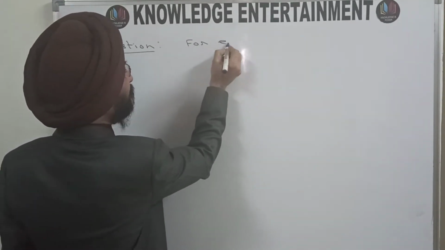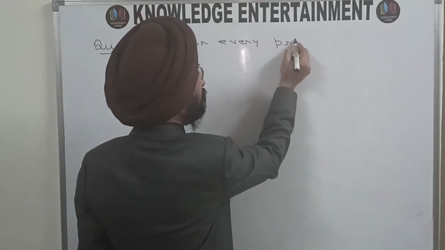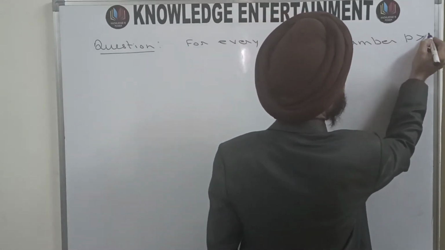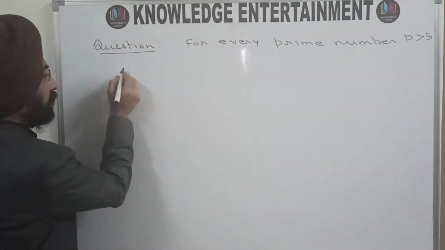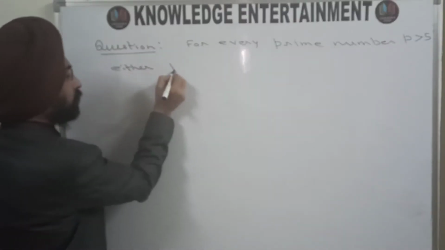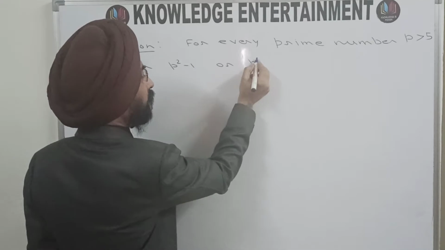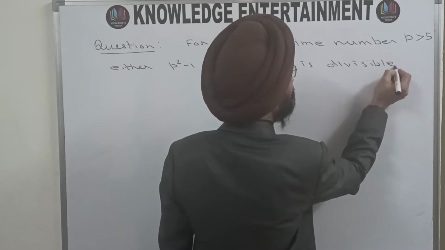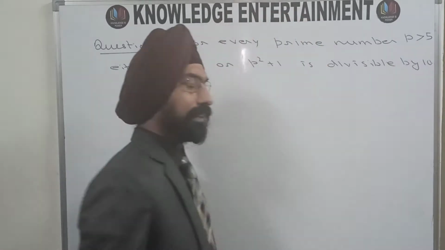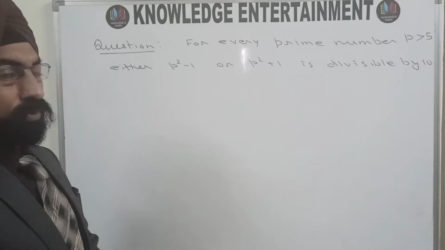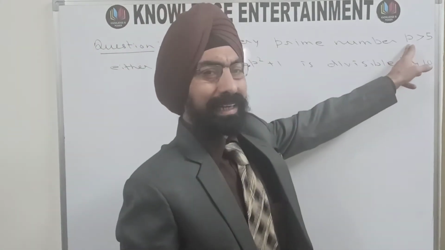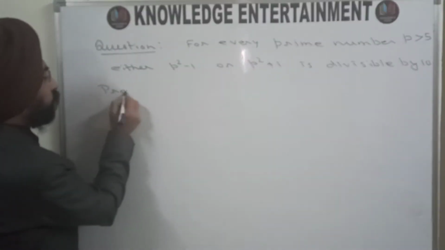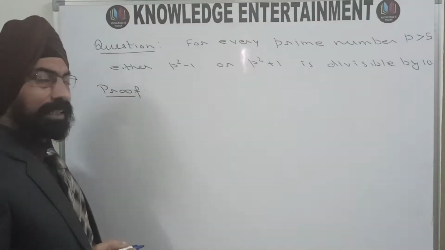For every prime number p greater than 5, either p square minus 1 or p square plus 1 is divisible by 10. This we have to prove. So what is given to us is that p is a prime number and is greater than 5. Now the proof, or you can say the solution of this question, is very easy.